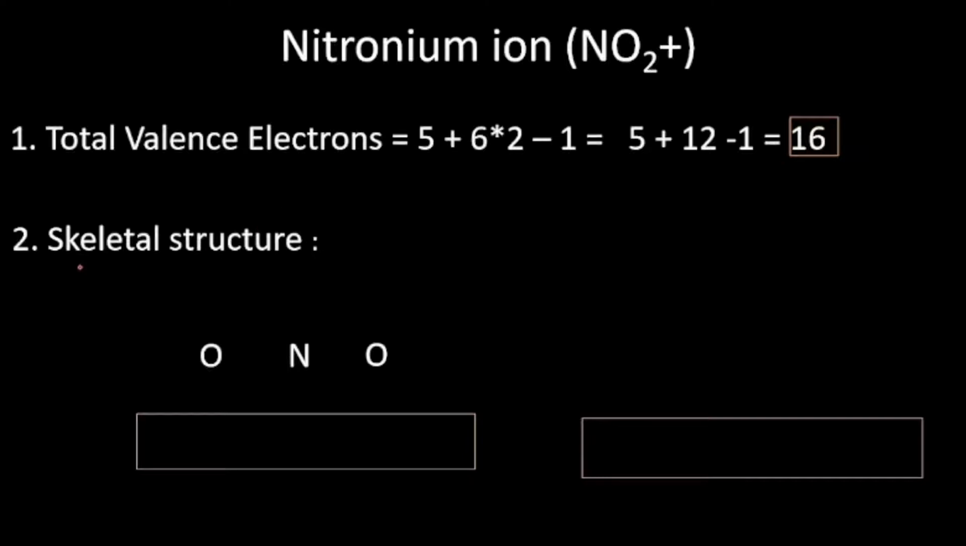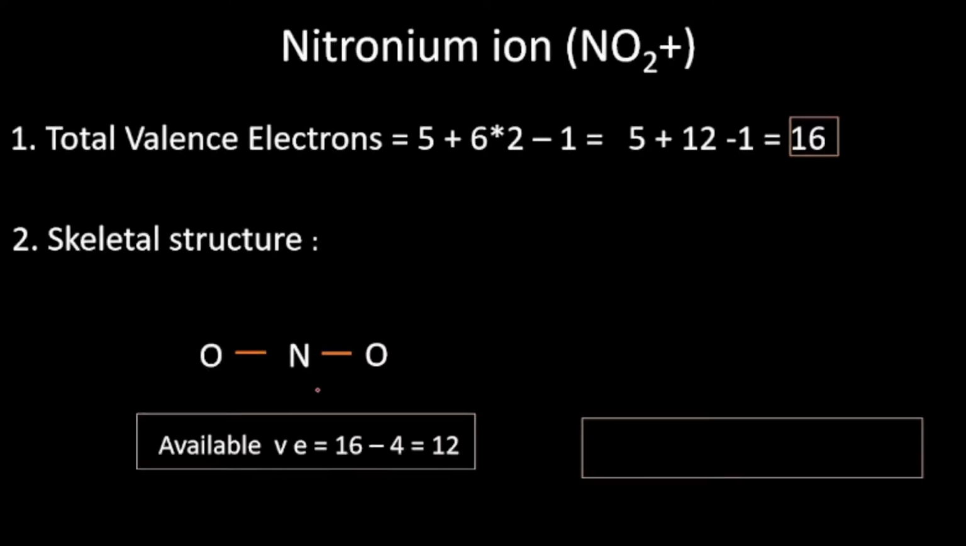In the second step, you have to write the skeletal structure where nitrogen is taken as the central atom because it is the least electronegative atom, and oxygens are put in the terminal positions. Now you can draw single bond between nitrogen and oxygen using the valence electrons. Here you can draw 2 single bonds, and these 2 single bonds need 4 electrons.